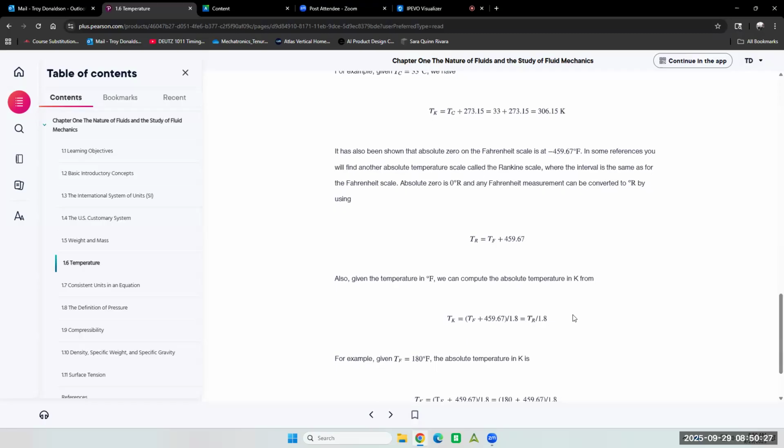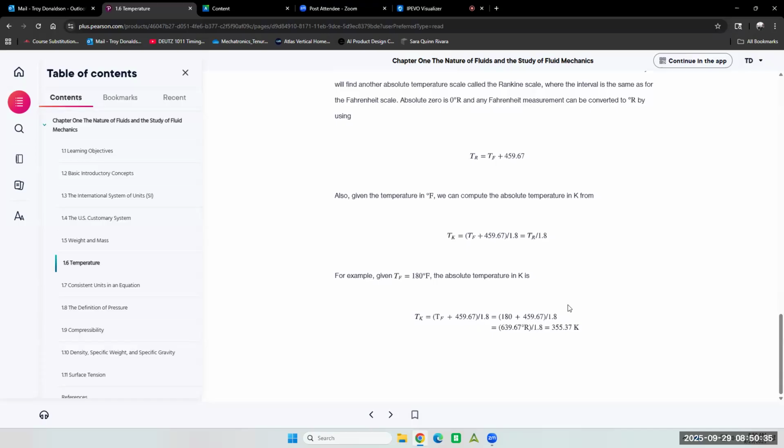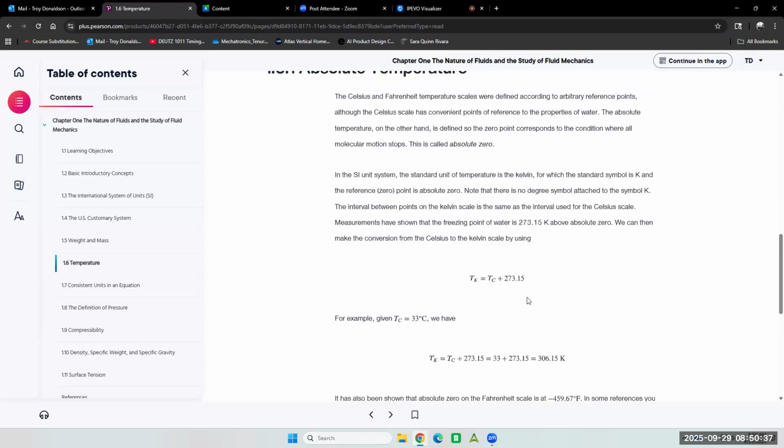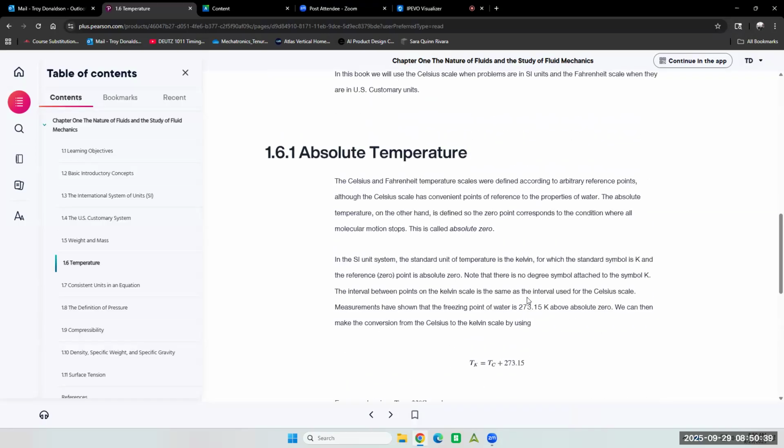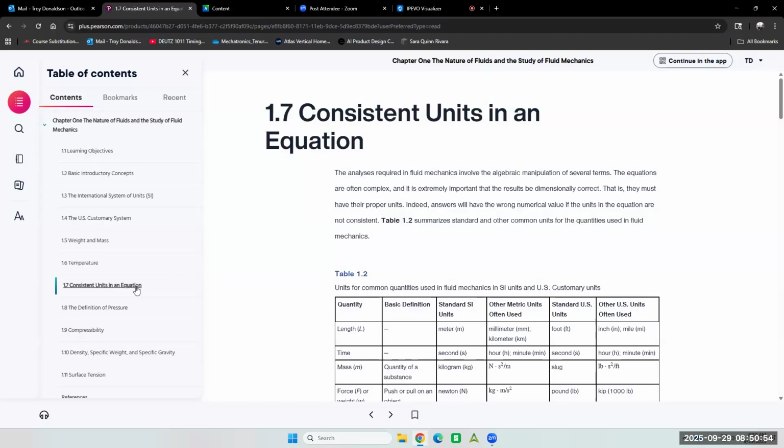The Rankine scale is the exact same for the Fahrenheit side. So they did it for both sides. So if you're given a temperature that's in Rankine or Kelvin, know that you can go to this first chapter and figure out how to get it to Fahrenheit or Celsius so you can have a feeling for it. All right. Not going to work any problems in that.